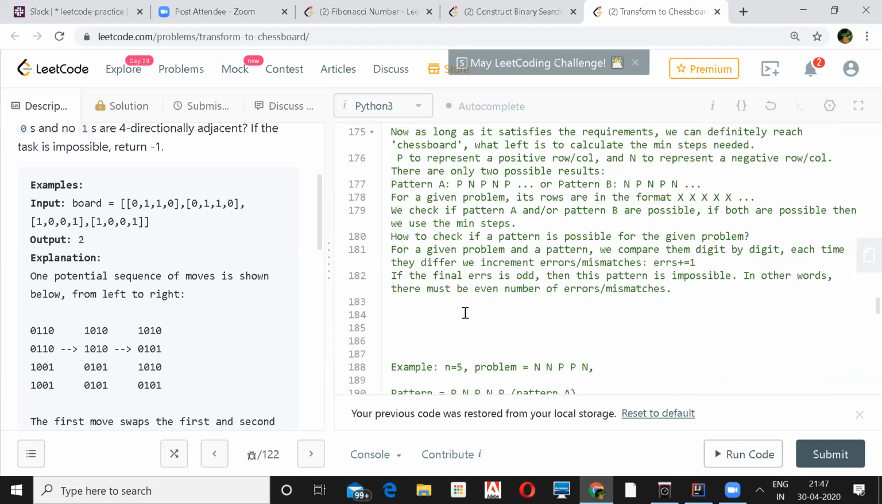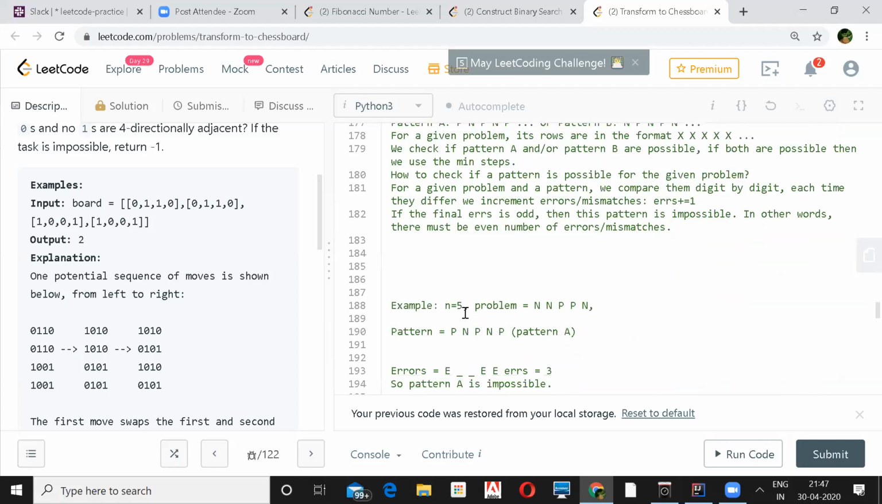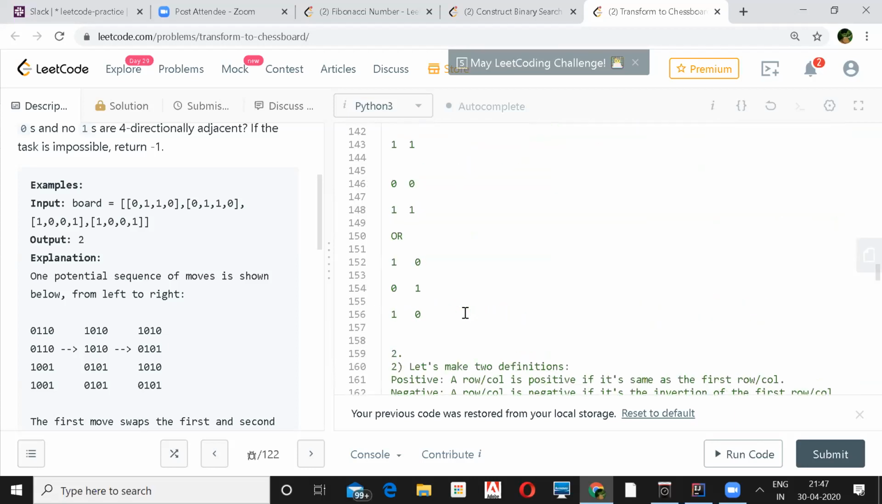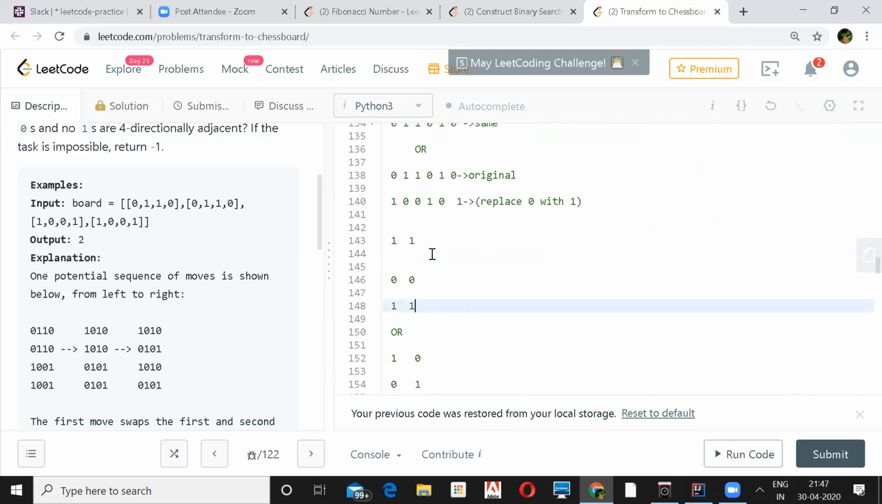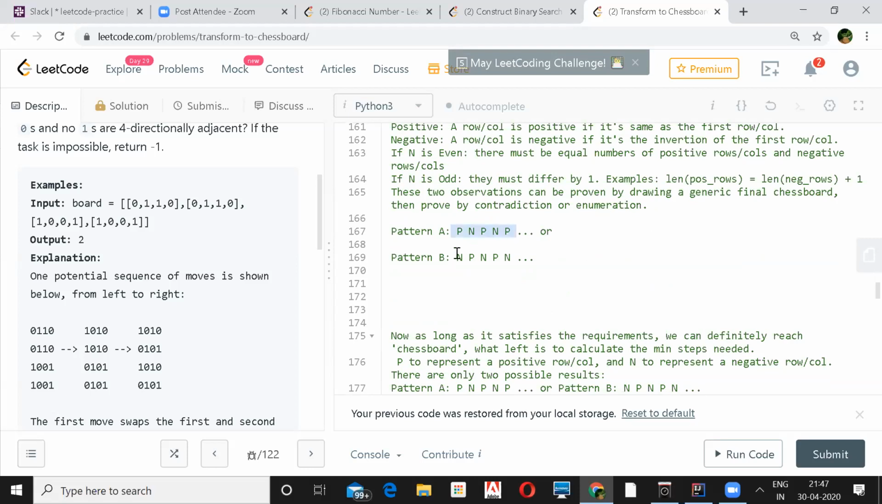So now what they'll do, they'll check: if your n is even, like if your length is even, then you'll have an equal number of positives and negatives, where 0 will stand for positive and 1 will stand for negative, right? And if it is odd, then there will be a difference between positive and negative counts. They'll differ by one. So this is the pattern that is generated out of it, with 0 for positive. Pattern A I took is alternating positive, negative, positive, and pattern B is negative, positive, negative.